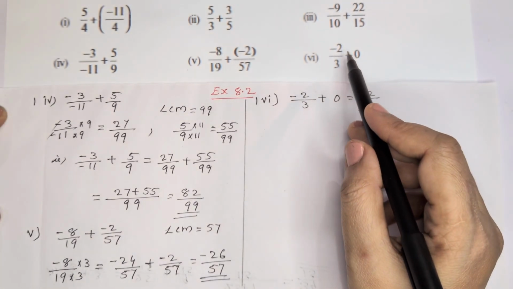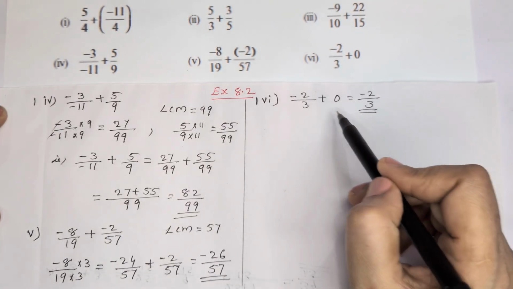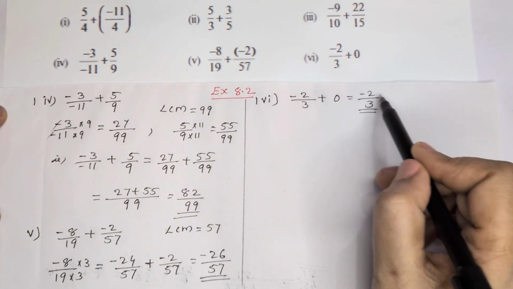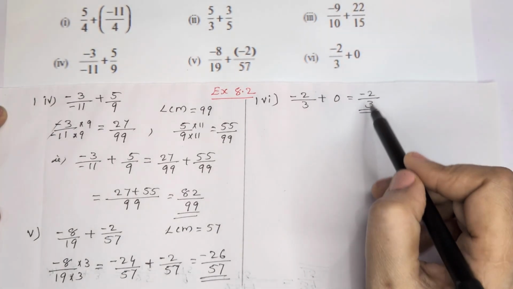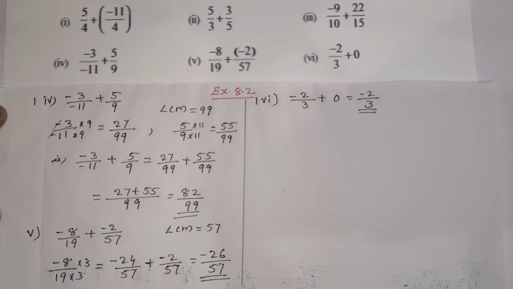Next number, question, minus 2 by 3 plus 0. Any number plus 0 is the same number itself. So it's equal to minus 2 by 3.